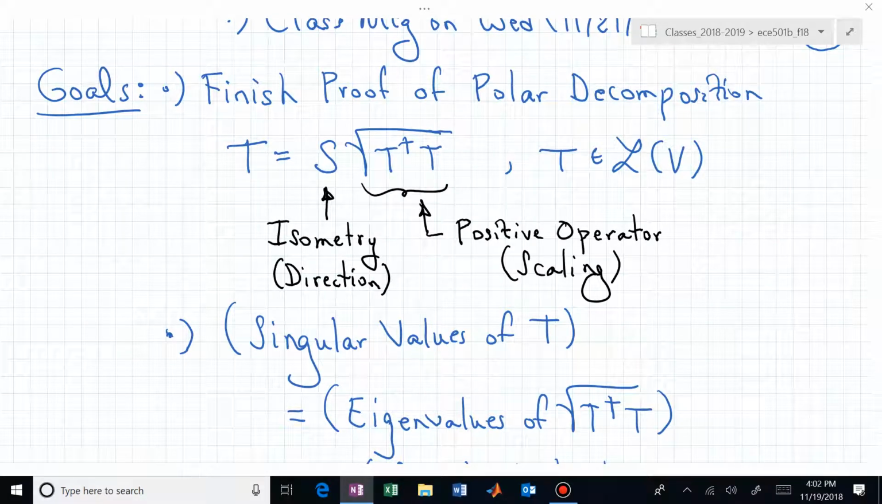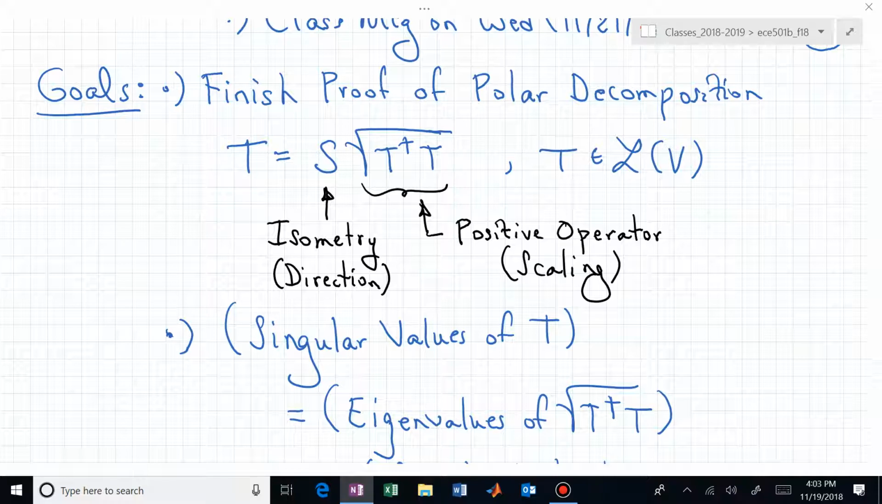Hopefully you've already watched last week's material. We were absent from class, but it's there available to you, and I think part of that was getting through the proof of polar decomposition. Essentially, can we factor an operator into two pieces? A positive piece that does the scaling, maybe you want to call it a non-negative piece because it can have 0 for its scaling, and a direction piece.